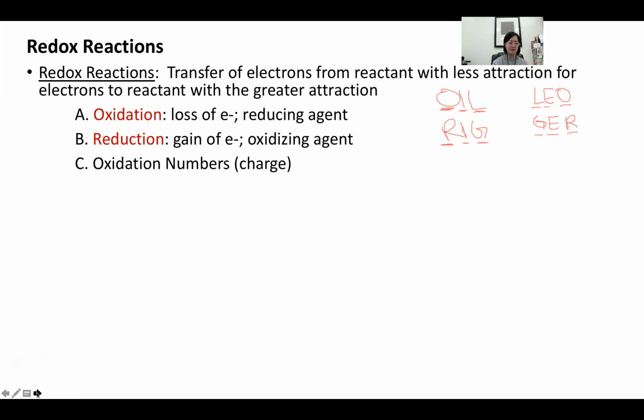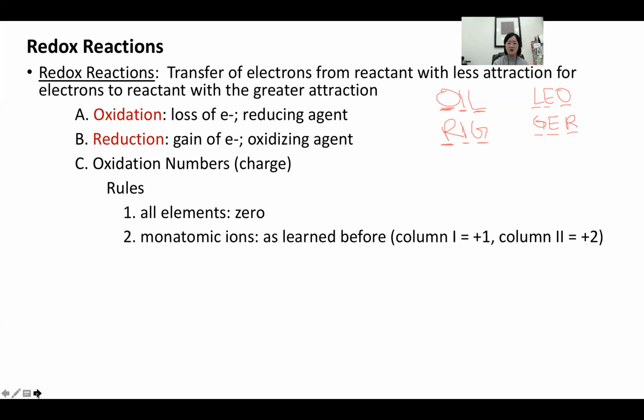Oxidation numbers are really important for you to understand what is happening during a redox reaction. So let's go over the rules for how to figure out oxidation numbers. First of all, a pure element by itself is 0. Like oxygen gas, 0. Copper, 0. Hydrogen, 0. So anything all by itself is always 0.